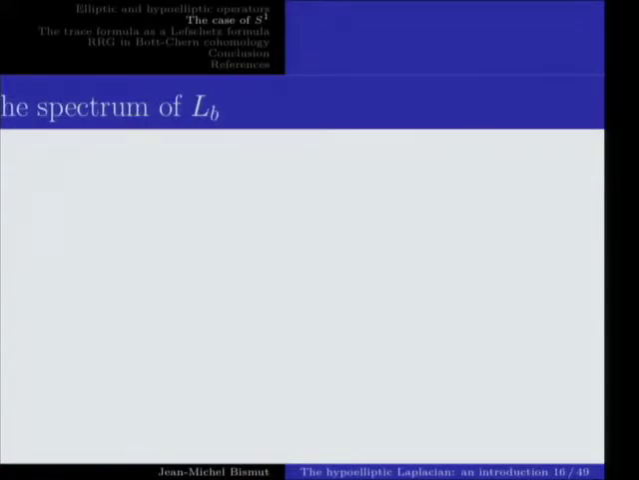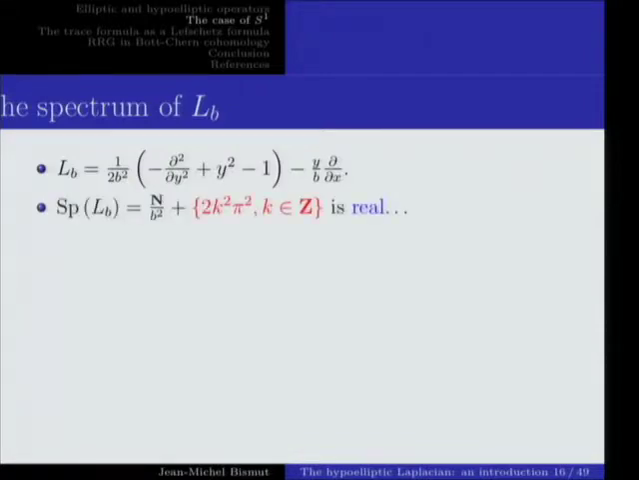So what is the consequence of this? Let's look at the operator LB again. This is, as you see, non-elliptic, non-self-adjoint. It has a self-adjoint piece, which is the first one, and a skew-adjoint piece here. And what you find is that the spectrum of this operator is exactly made of two pieces.